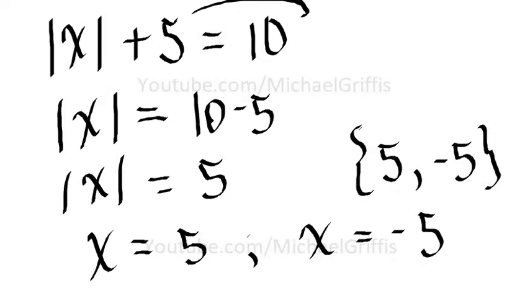Of course, you can always go up here, check your work, plug 5 in. The absolute value of 5 is 5. 5 plus 5 is 10. Then plug negative 5 in. The absolute value of negative 5 is 5. 5 plus 5 is 10. Okay, so you always want to go back and check your work.